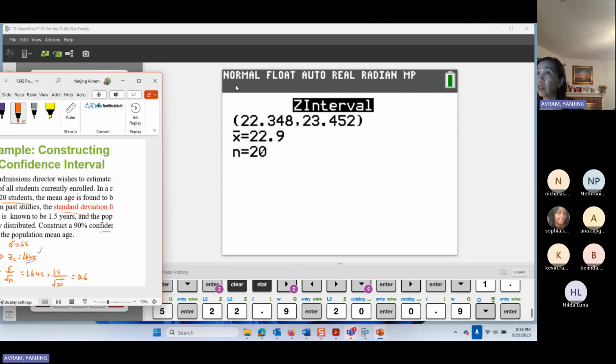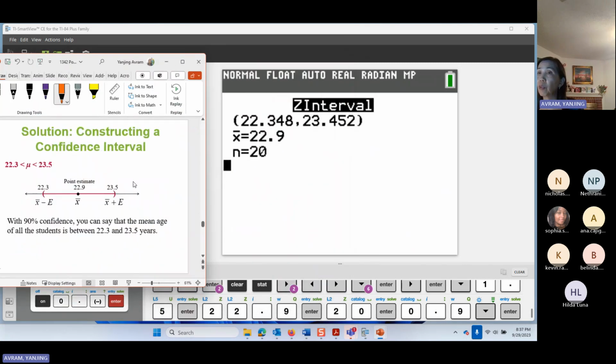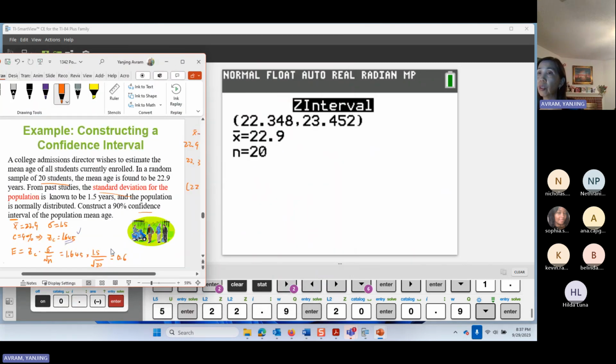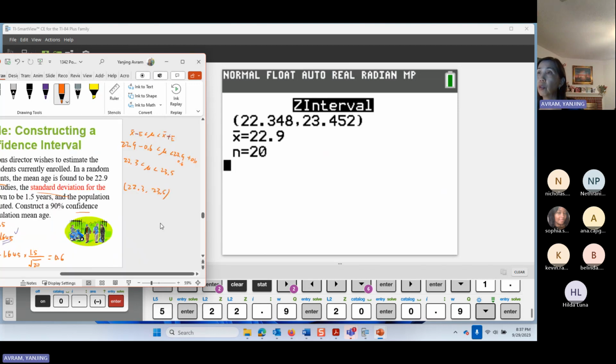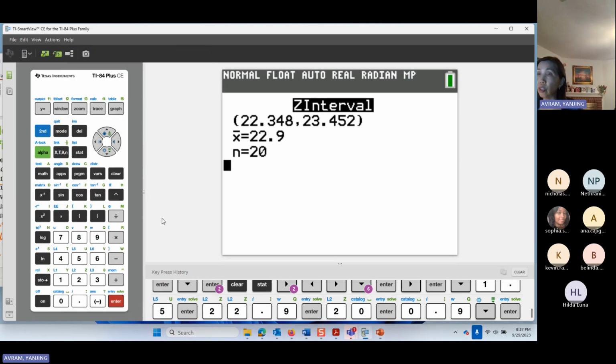Okay, so look at this calculation in here. We have 22.3. If I round to just one decimal point, the next digit is 4, so I round it down. So I have 22.3. And then this one rounded to one decimal point, the second digit is 5, so you round up. So we have 23.5. Exactly the same here. So now you can see using the calculator is so easy to find the interval.